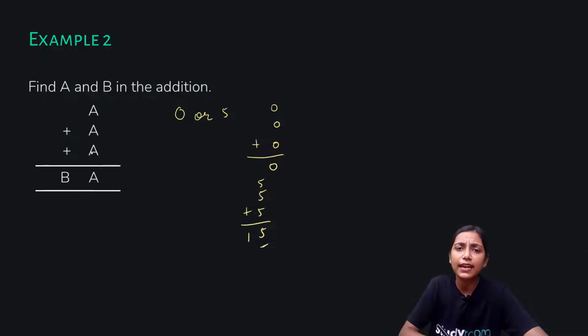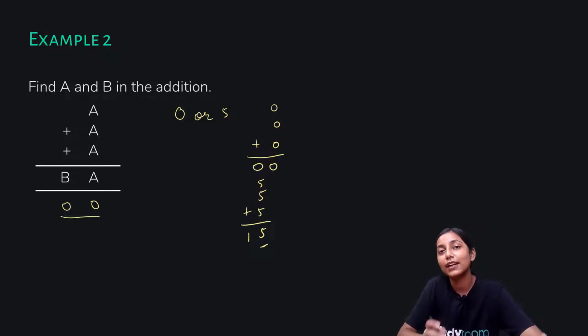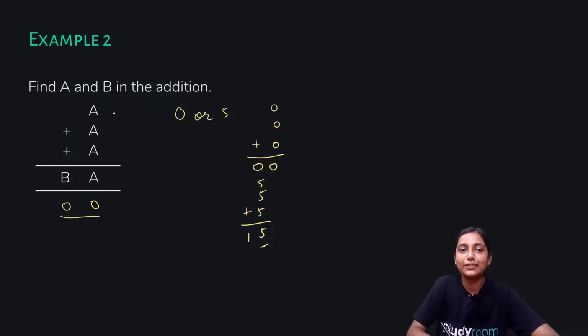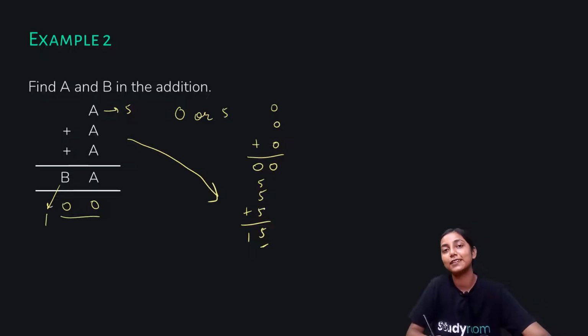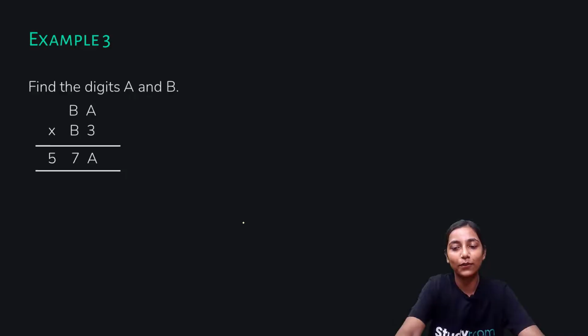What happens if A is 0? We will get 0, 0, 0, and B will also be 0, which is not possible because of rule 2, 0 should not be at the first place of that number. So the other and the only value for A is 5. So A will be 5. In that case, if A is 5, our B is 1. So 5 plus 5 plus 5, and we get 15 as the answer. This is how we did this.